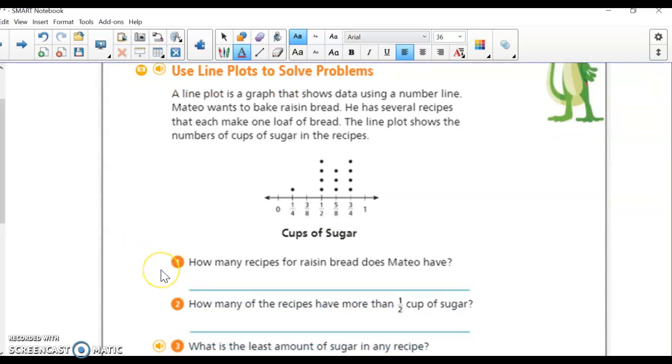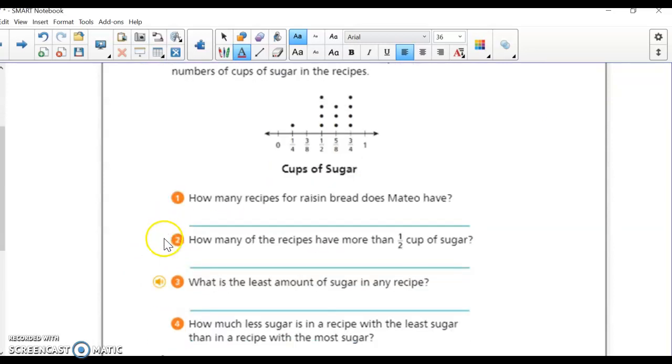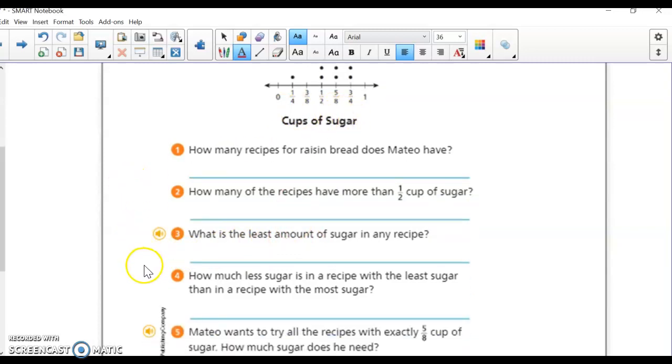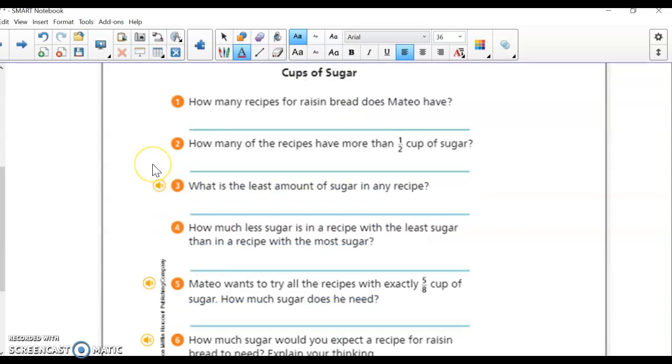How many recipes for raisin bread does Mateo have? Remember, each dot represents a recipe. How many of the recipes have more than 1/2 cup of sugar? Think about that. What is the least amount of sugar in any of these recipes? How much less sugar is in a recipe with the least sugar than in one with the most sugar? How can you figure out how much less that is?